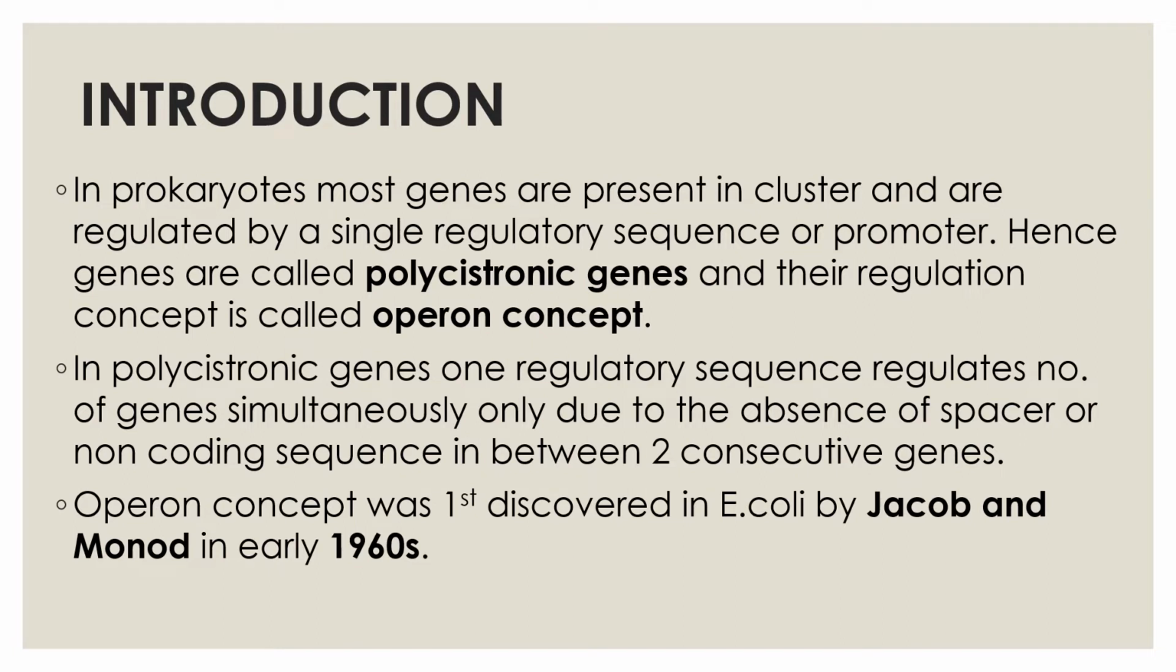Introduction. In prokaryotic cells, genes are mostly present in clusters and are regulated by a single promoter. That is, when multiple gene expressions are controlled by a single promoter and single terminator, it is called a polycistronic operon. It is mostly found in prokaryotic cells.